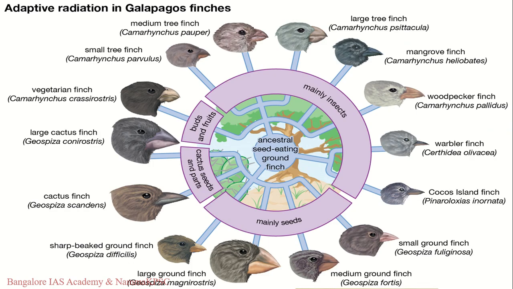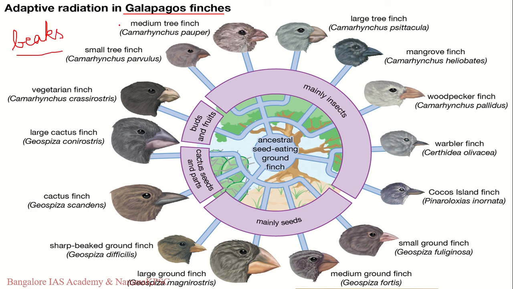For example, take the adaptive radiation in Galapagos finches. Now, this is a type of bird which is actually found in the island by the name Galapagos in the Pacific Ocean. As of now, there are around 14 species of Galapagos finches. Now, the 14 species of Galapagos finches actually evolved from a common ancestor with different shapes of beaks or bills suited to different diets and habitats. So here you should be able to see all the different species of finches.